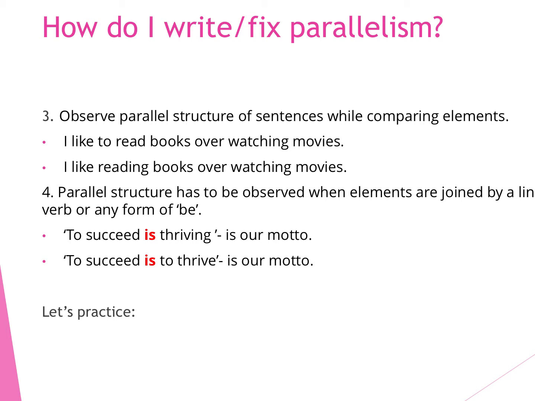This is a big one. This is the one you probably need to pay attention to because it's the one I've seen in your writing with the most mistakes. Anytime you have a verb is or are, both sides have to match. To succeed is thriving. That is not parallel. To succeed is to thrive. Okay. So in terms of all the ones that you've done, number 4 is really the ones that you guys are making the most mistakes with, and so it's the one you want to make sure sticks. If you have is or are, on both sides they have to match.